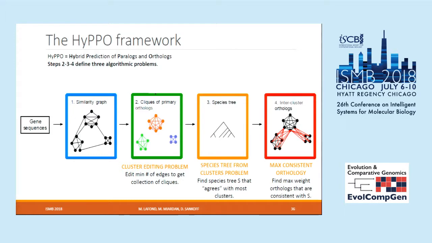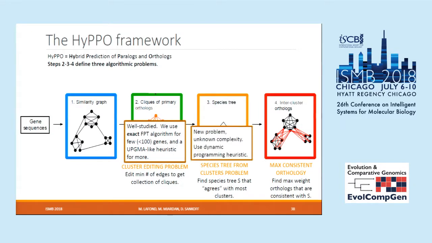So step 2, that's clustering in a graph. This is not new. But here we use a cluster editing formulation. So we're given a graph and we want to edit a minimum number of edges to get a collection of cliques. This is a well-studied problem. Here we used an exact fixed parameter tractable algorithm for a few genes and a heuristic for more genes. So to my knowledge, this is the first time that we use an exact algorithm to cluster orthologous genes. And I think that helped in getting good accuracy.